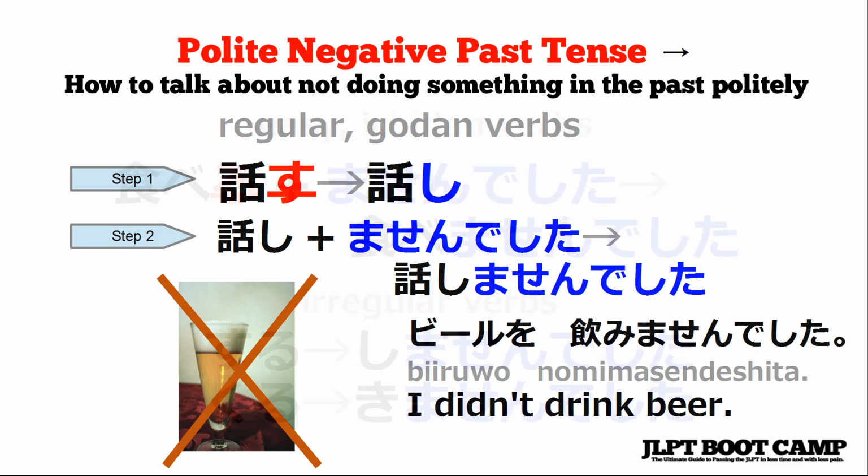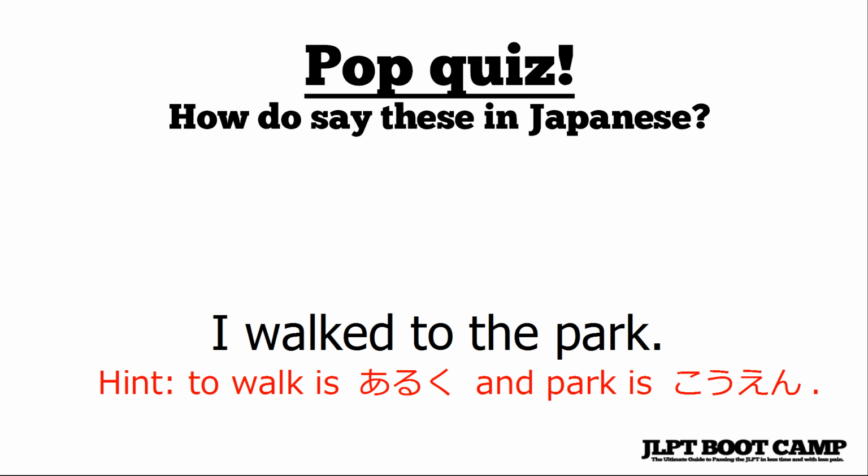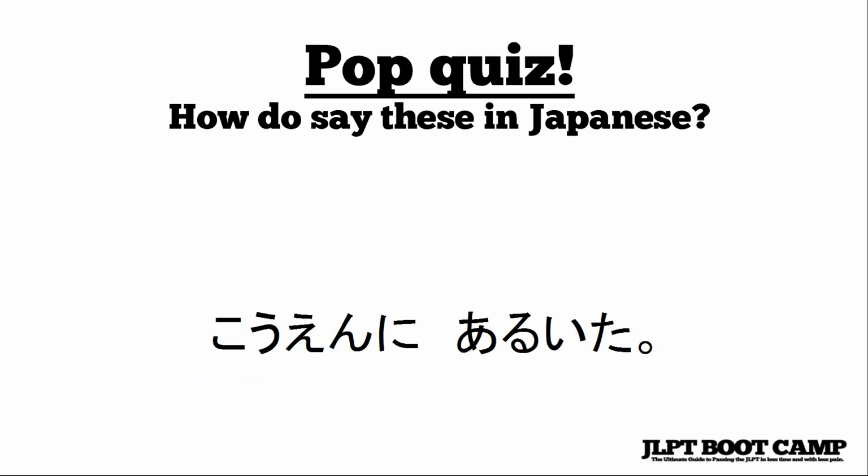And for ichidan verbs, again, just chop off the ru, add masen deshita. Pretty straightforward. Suru becomes shimasen deshita, kuru becomes kimasen deshita. That su becomes a shi and ku becomes ki. So that's it for verbs. So let me finish with a quick pop quiz. Here, can you translate this sentence, I walked to the park. Now, walk in Japanese is aruku, and park is koen. So the answer is koen ni aruita. I walked to the park.